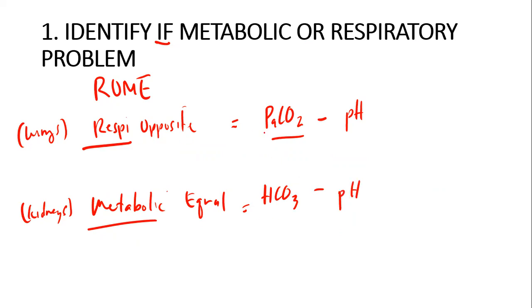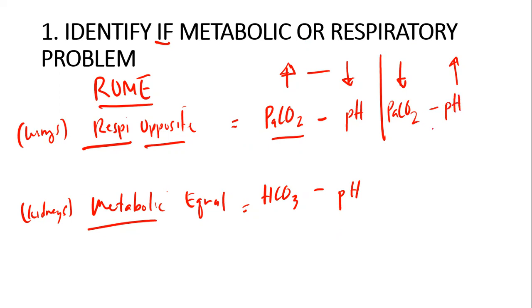So we are comparing. Now, as the mnemonic states opposite, it has to be an opposite. So PaCO2 can be arrow up, and the pH can be arrow down. So as you can see, the arrows are facing in opposite directions. Or the PaCO2 can be arrow down, and the pH can be arrow up. So you can identify if this is present in your ABG result. It means that it is considered as a respiratory problem.